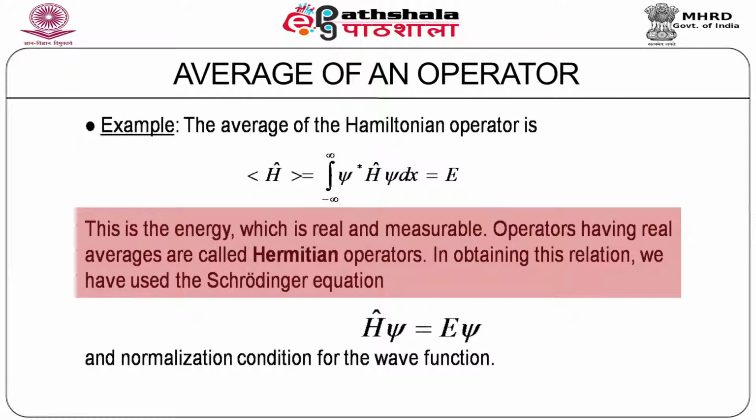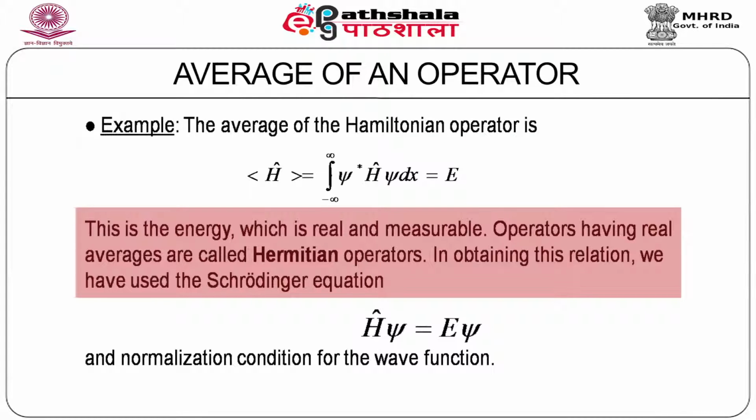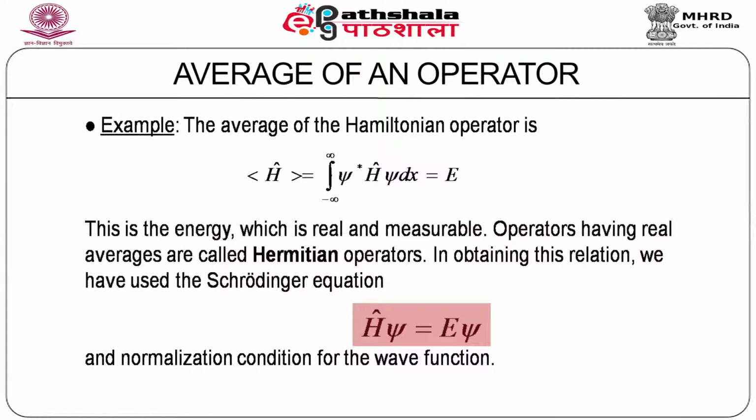So you see, the energy is something which is real and measurable. So operators having real averages are called Hermitian operators or real operators. Now, in obtaining this relation, we have used the Schrodinger equation, H psi equal to E psi, and the normalization condition of the wave function, which I have already explained.